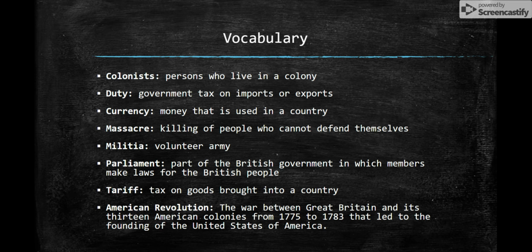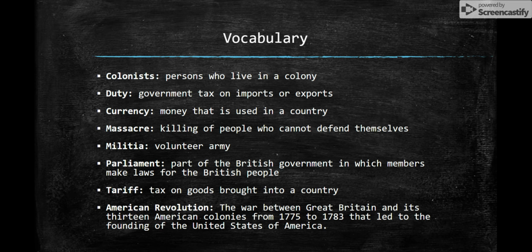The third one is currency. This is money that is used in a certain country. So we have dollars and cents in America. The fourth one is massacre. This is the killing of people who cannot defend themselves. Number 5 is militia. This is a volunteer army. So these people volunteer to go to war.